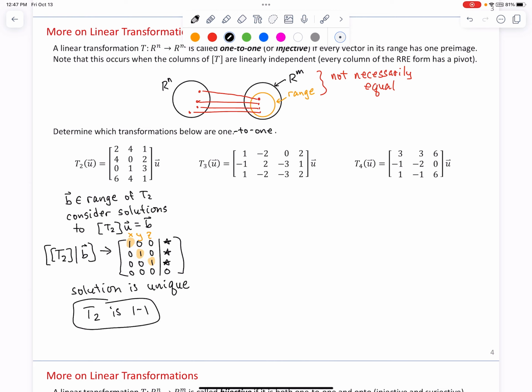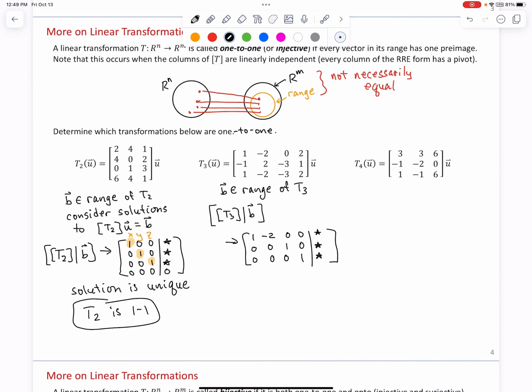Okay, let's repeat this thinking for the next 2 transformations. So we just assume that b is in the range of this transformation. And then we row reduce an augmented matrix, where the coefficient matrix is the standard matrix of the transformation, and we augment it with the vector b. And then we row reduce this. And in this case, the coefficient matrix will row reduce as follows. And then we'll have some sort of numbers over here in our final column. Hard to say what they are until we actually specify what b is.